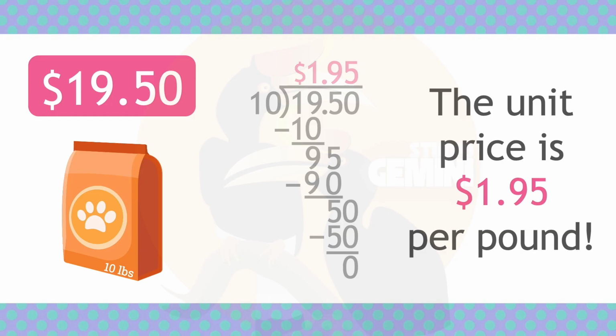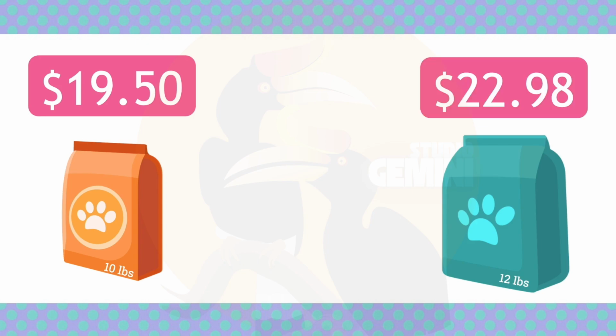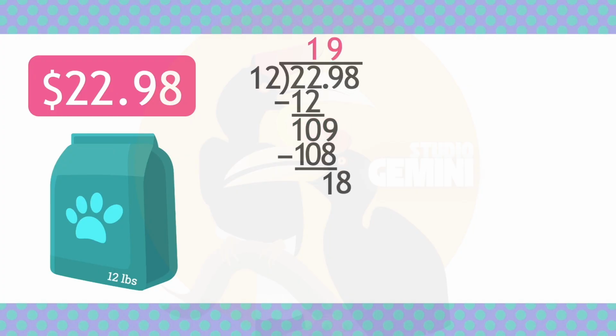But wait! Instead of buying the 10-pound bag of dog food, you could buy a slightly larger 12-pound bag for $22.98. To determine which bag of dog food is the better buy, we must first find the unit price. We divide $22.98 by 12 since there are 12 pounds of dog food in this bag. Let's take a closer look at the division for this problem. 12 divides into 22 1 time, 12 divides into 109 9 times, and 12 divides into 18 1 time.